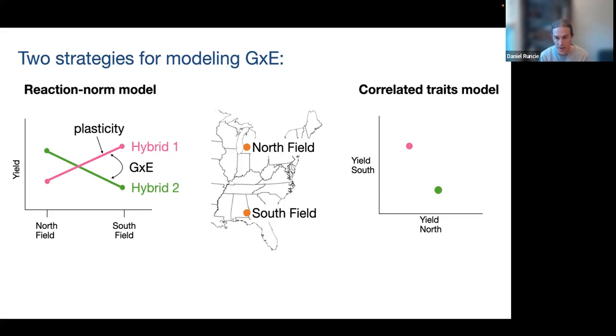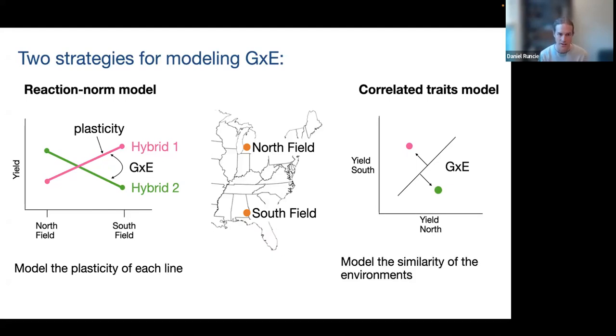And so if we have two different axes, we can make a scatter plot of the two yields of each hybrid. On this graph, if we add the one-to-one line through the middle, we can see how much each hybrid's yield changed between the environments. And so that's how we see G by E, like that. So the reaction norm model is effectively a model of the plasticity of each line, while the correlated traits model is a model of the similarity of the two environments.